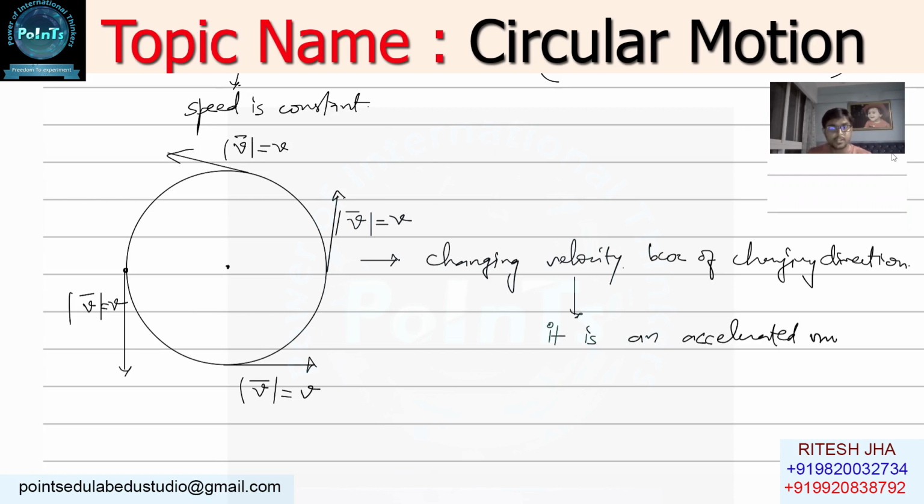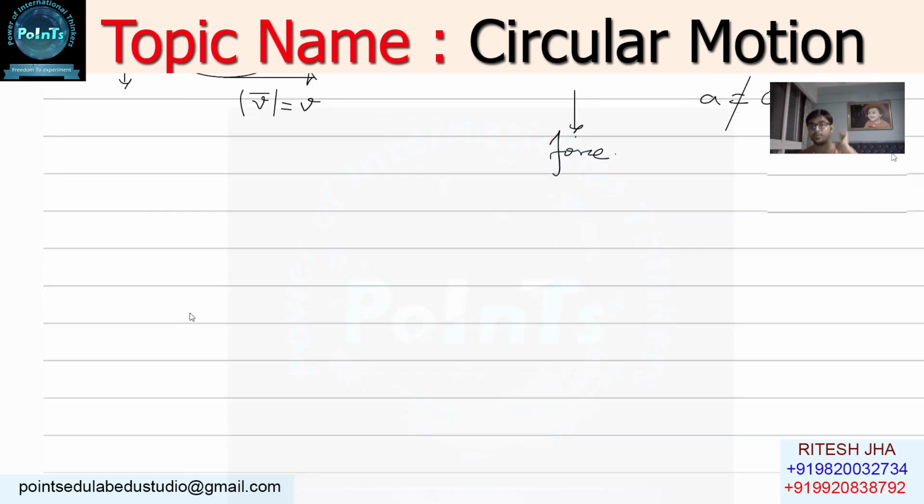So if it is an accelerated motion, that means acceleration is not zero over here. Correct? Acceleration is non-zero. You agree? Yeah. If acceleration is there, there is one more thing. What's that? Force. Absolutely. So force is also there. There is a specific kind of force which keeps the object moving in the circular path, and it is known as the centripetal force, right?